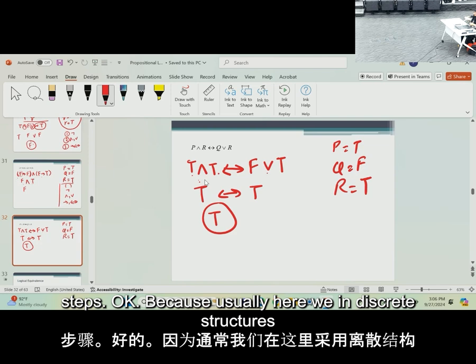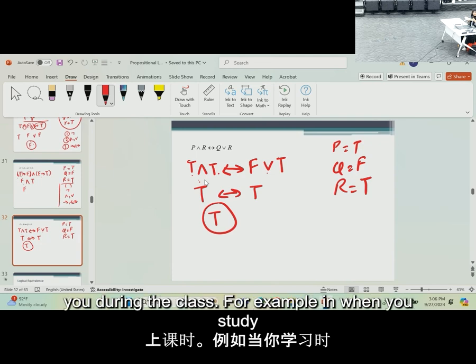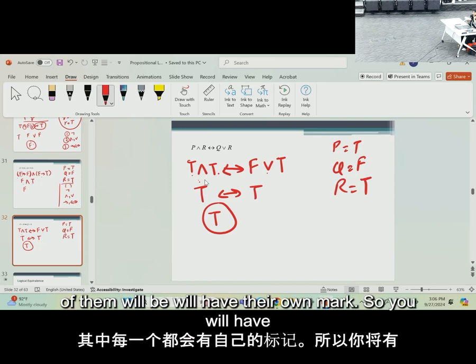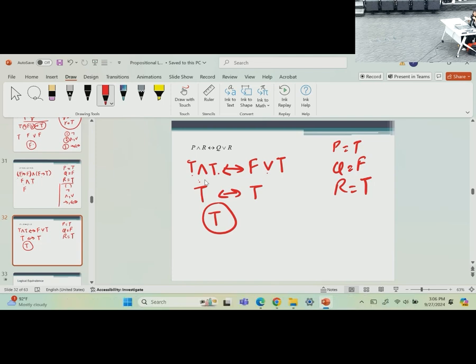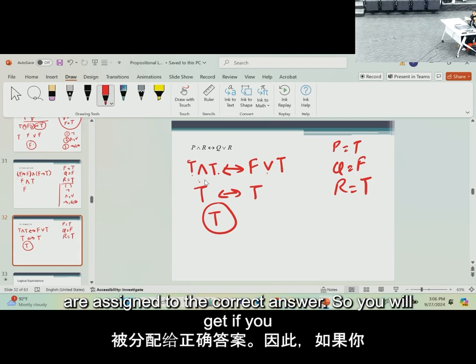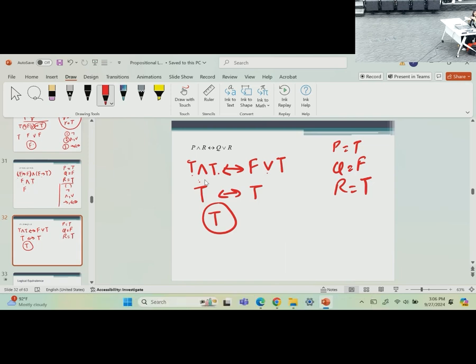Because usually, here in discrete structures, we have marks assigned to important steps, main steps, but they will be taught to you during the class. For example, when you study mathematical induction, you will have two main steps. Each of them will have their own marks. So you will have to show those important steps to get full marks. Otherwise, let's say you have a 5-mark question, only 2 marks are assigned to the correct answer. So if you don't show the steps, you will be given 2 marks only, okay? Clear?